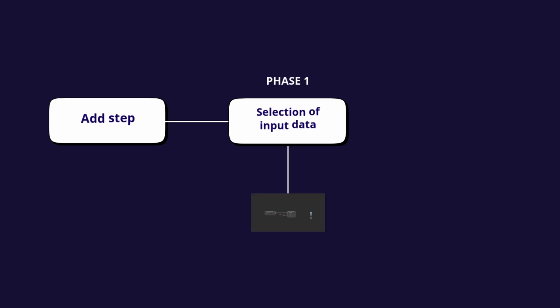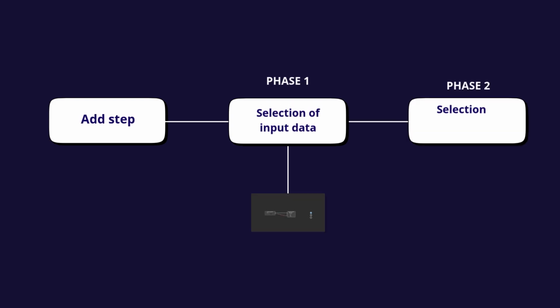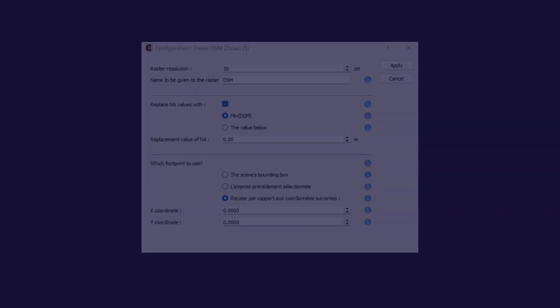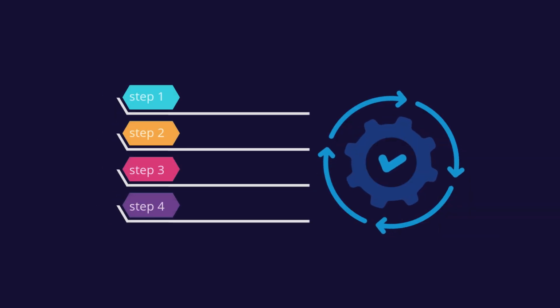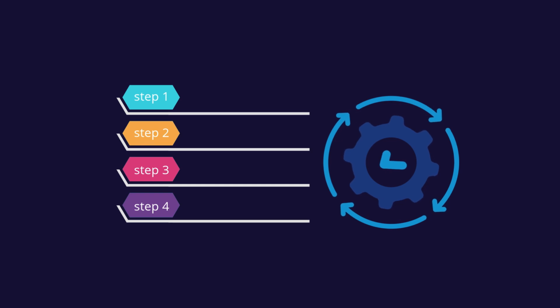Phase 2. Defining how this data will be processed. Once the data source is selected, you then define how the algorithm will use it. Options, parameters, thresholds, or specific settings, such as those used for the DSM. This is what the second parameter window shows. In conclusion, this process is repeated each time a new step is added to the processing chain.